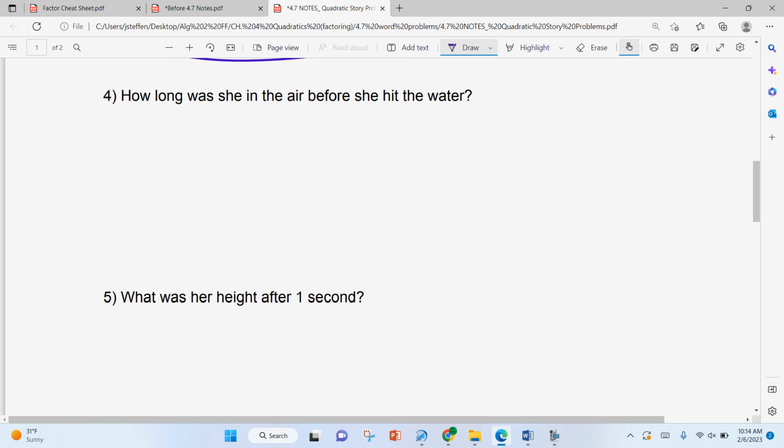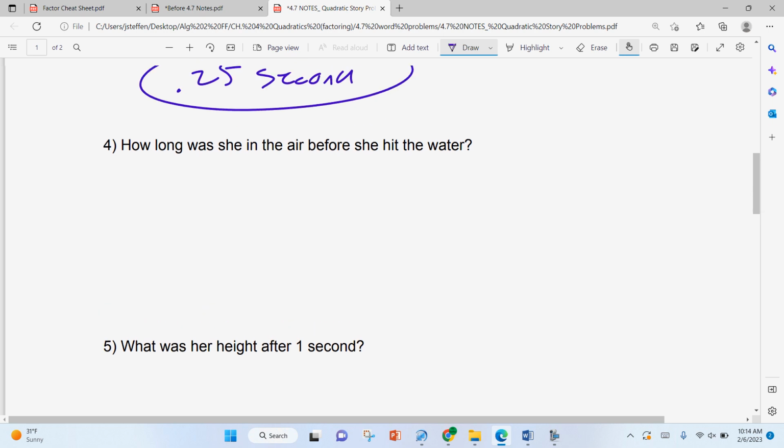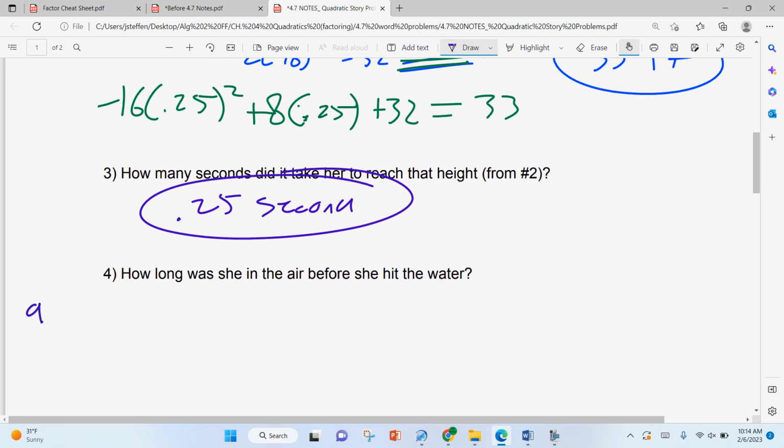Now, this is the one that is not bad, but there's just a lot going on. How many seconds is she in the air before she hits the water? Remember, if it's how many seconds are in the air total before they're on the ground or on the water, where their height is 0, you're solving. So we're going to suggest using the quadratic formula. Do not use factoring. Sometimes factoring will work, but very much not here. My a is negative 16. My b is 8. My c is 32.